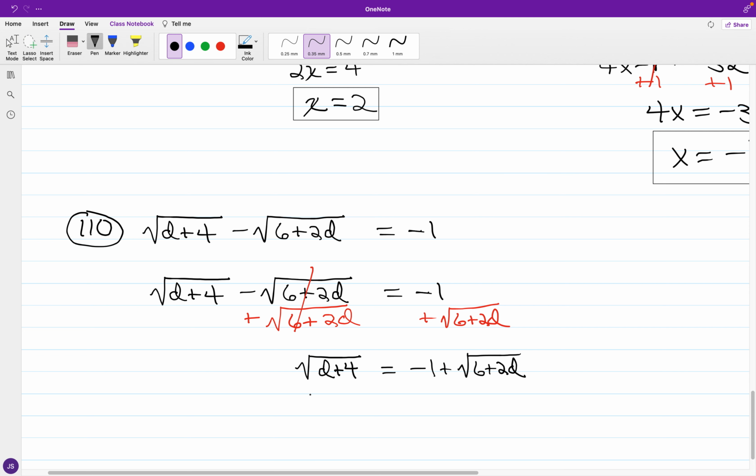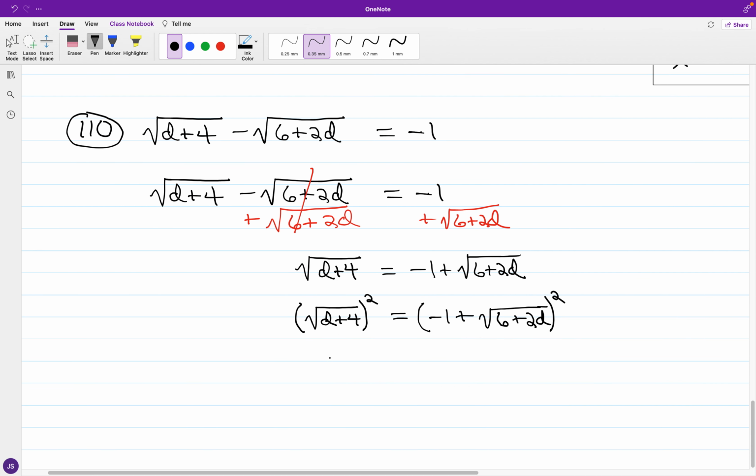Okay, and just as I had eliminated the presence of the square root for a single term by squaring, once again I'm going to square both sides. It will eliminate the radical on the left, but you're still going to have a remnant from squaring out what's going to be negative 1 plus the square root of 6 plus 2d. All right, now for the easy part, relatively speaking: the square of the square root of d plus 4 is going to be d plus 4.